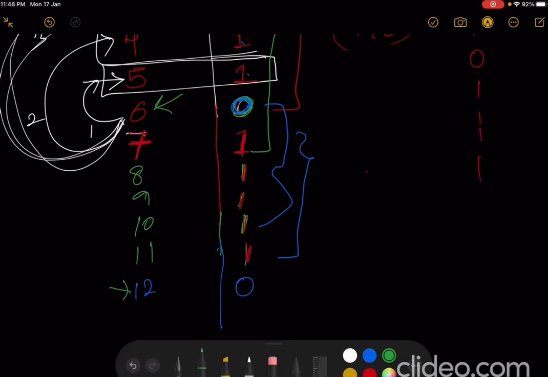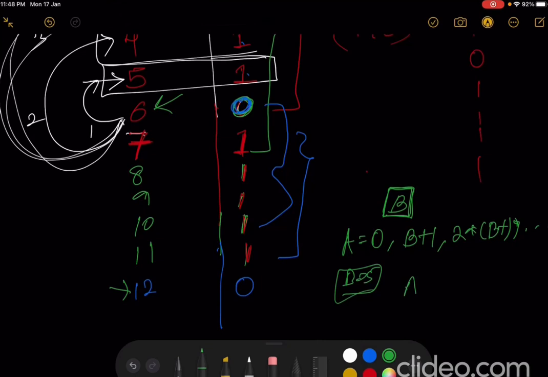Okay, so it means that if you are fixing a value of b, then the second player will be winning at a equal to 0, then b plus 1, then 2 times b plus 1, and so on. As you can notice here, b is equal to 5, and the first player was losing at a equal to 0, then 5 plus 1 is 6, then 2 into 6 is 12. So you can notice from here also.